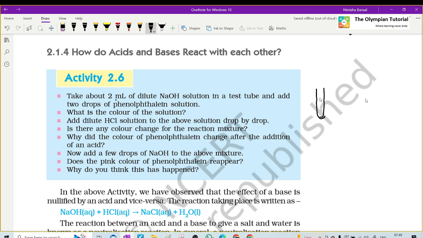Take about 2 milliliters of dilute NaOH solution. Tanya, here we have taken 2 ml NaOH solution, that is sodium hydroxide, in a test tube, and we have added 2 drops of phenolphthalein. The symbol of phenolphthalein is HPh, no need to learn it. So if we add phenolphthalein here, the color of the solution will become pink. After that, drop by drop, we start to add HCl solution.